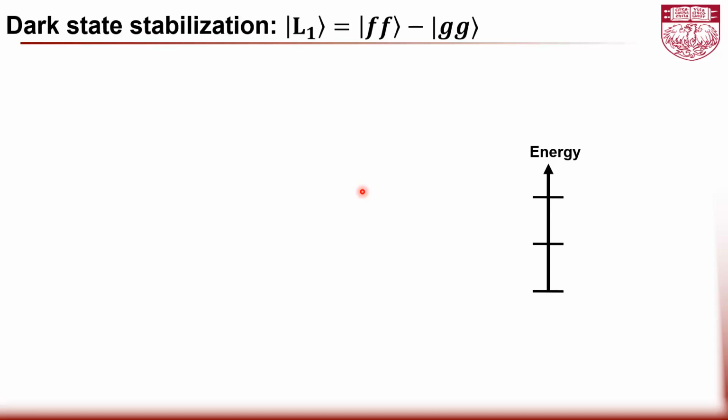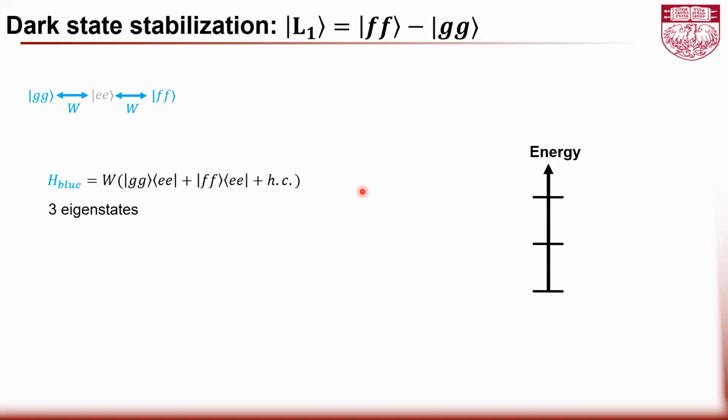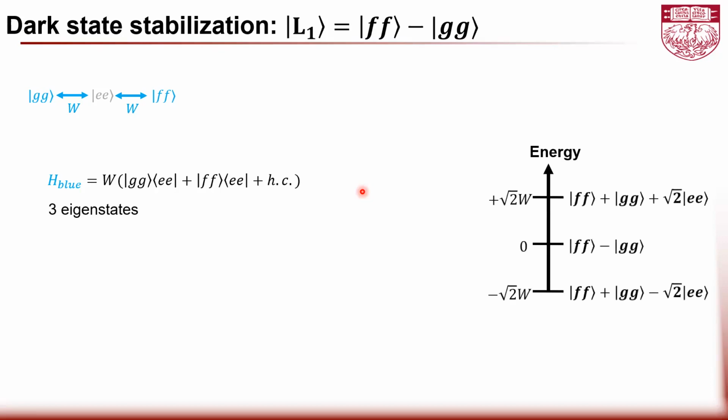We can do the same thing for the other logical state L1, which is FF minus GG. We turn on two other pairs of QQ sidebands, the QQ blue sidebands, E to GG and E to FF, with the same rate W. In the rotating frame Hamiltonian, it has three eigenstates. One of them has zero energy, which is our target logical state L1, and the other two are fast oscillating states that we don't care about and are also far away in energy.